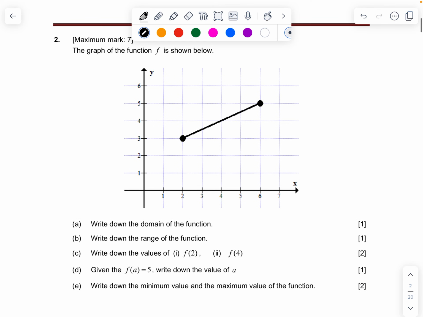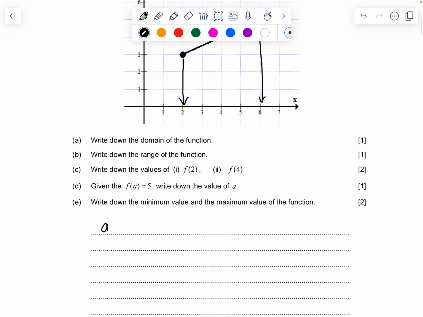Now the graph of the function f is given. Write down the domain and the range. Domain means the x values. We can see that the x value is starting from 2 and ending at 6. So the domain is going to be x lies between 2 and 6. It is a filled circle, so therefore I'm going to use equal to.